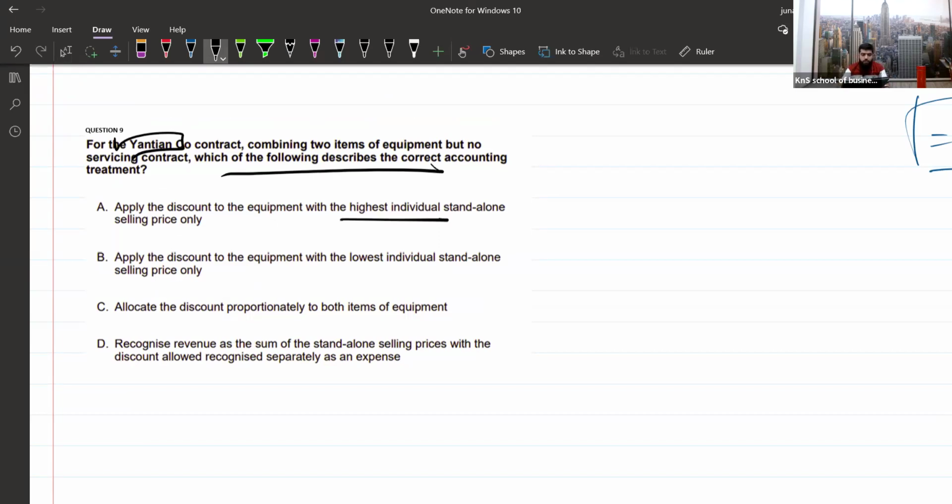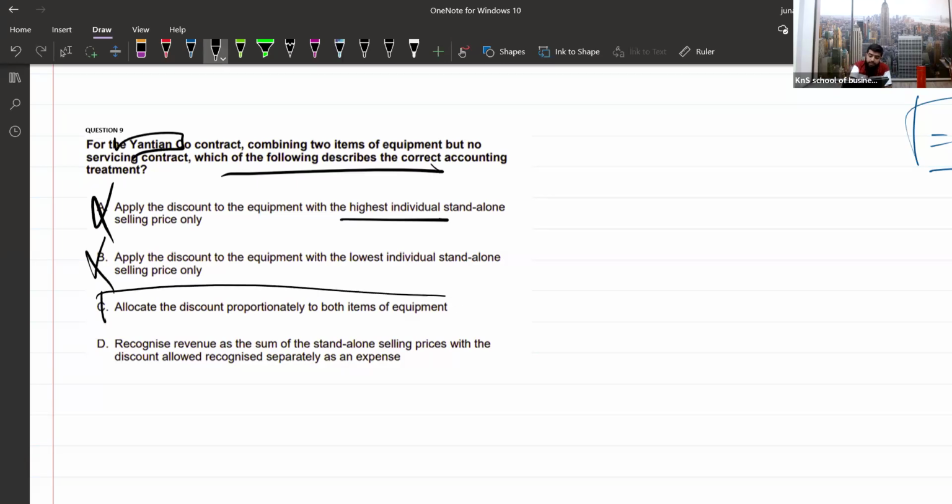Is this the situation? Do we allocate the discount in that particular way, to the highest standalone selling price? We allocate the discount on a proportionate basis, on the basis of the standalone selling price. Very good. Excellent, everyone. So option A is not the correct option. Apply the discount to the equipment with the lowest. No, this is not the option.